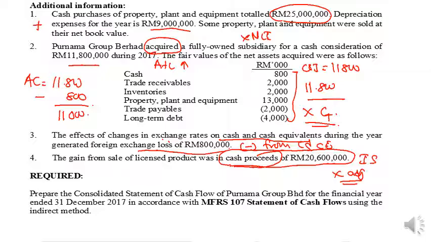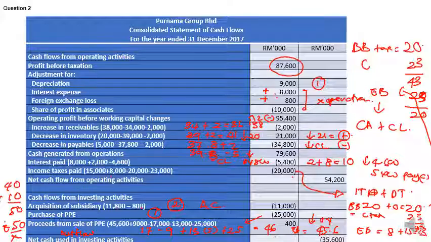The gain on the sale of the licensed product was a cash proceed of 2,600. This is the same amount that you have in your income statement. Since it said it was a cash proceed, there is no adjustment for this one, because it's already paid and the gain is already in cash. It means you don't have to deduct this figure from the profit. So you need to prepare the statement of cash flows using the indirect method. Same thing as before. This is what you have for Purnama here.